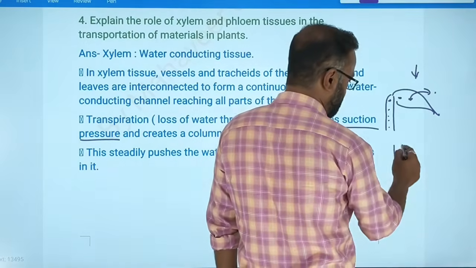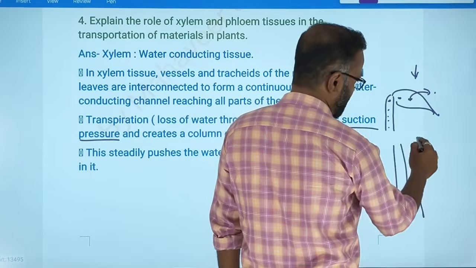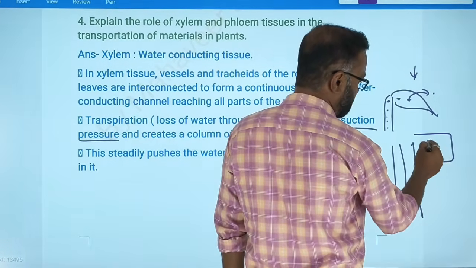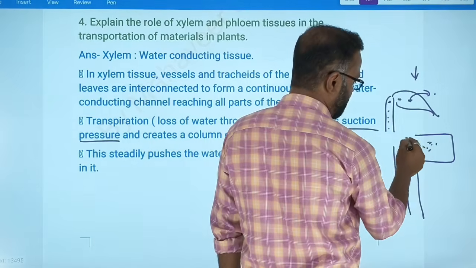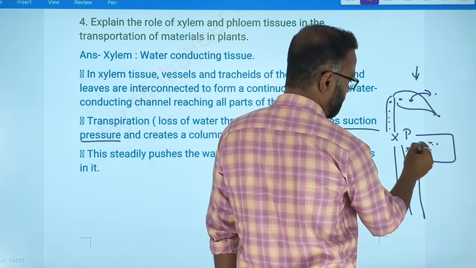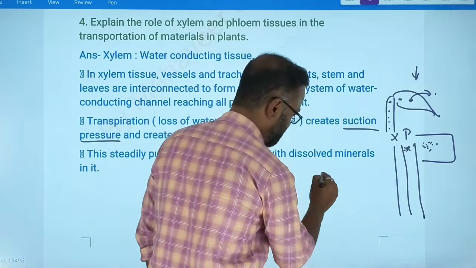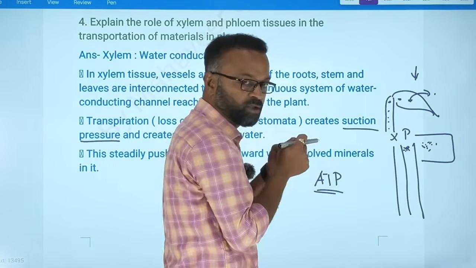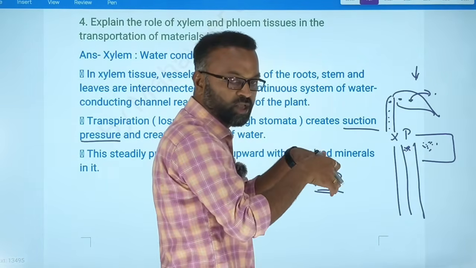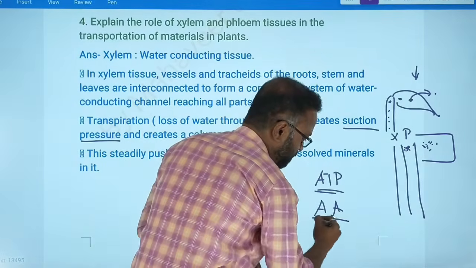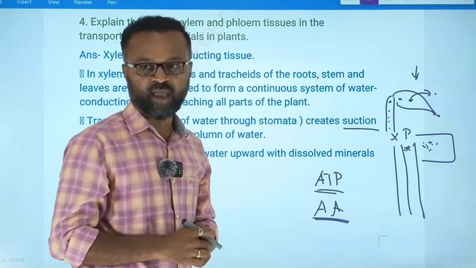This is the xylem, this is the phloem, and imagine this is the leaf. Now, whatever food is prepared here, that food is taken into the phloem. How is it taken? By spending some energy in the form of ATP. They spend energy, they absorb the food from the leaf into where? Into the phloem. That is called active absorption.